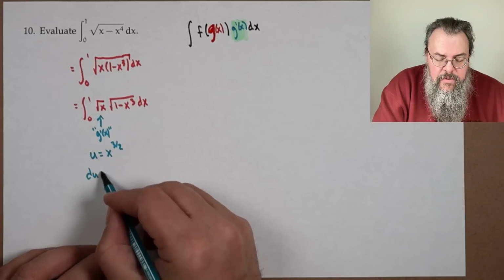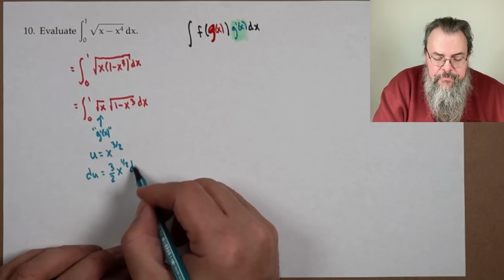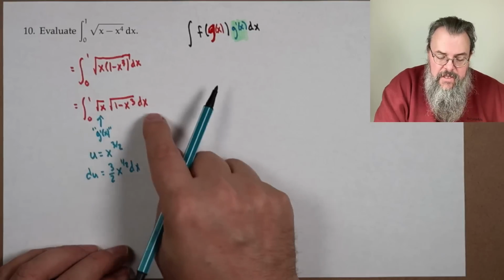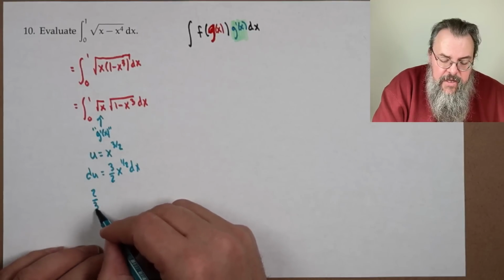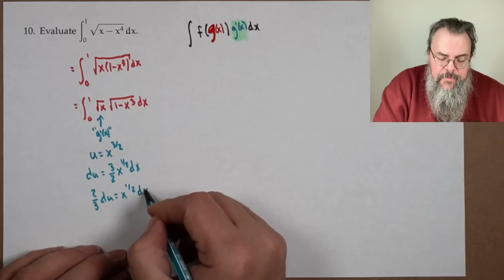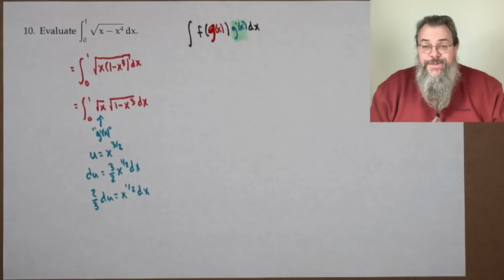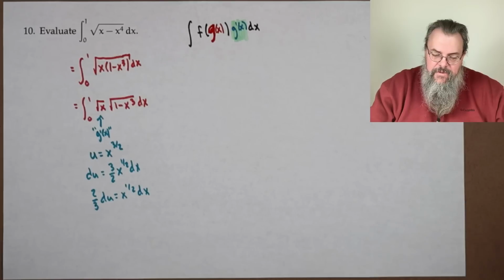Because, as we said, the derivative would be 3/2 x to the 1/2. So this becomes part of our du. Now, you might say, Steve wrote something down. He must think this is a good substitution to try. Well, yeah, because there's not a lot of options. But notice something else.